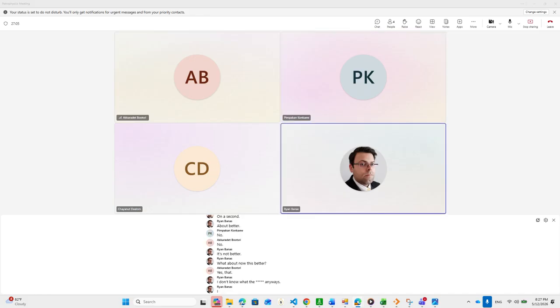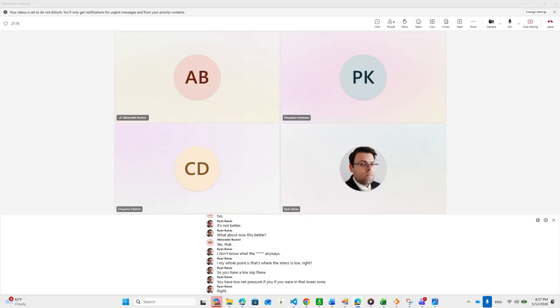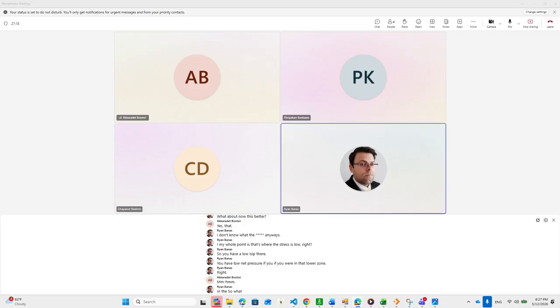my whole point is that's where the stress is low, right? So you have a low ISIP there, you'd have low net pressure if you were in that lower zone. Okay. So what makes that zone have a low stress?